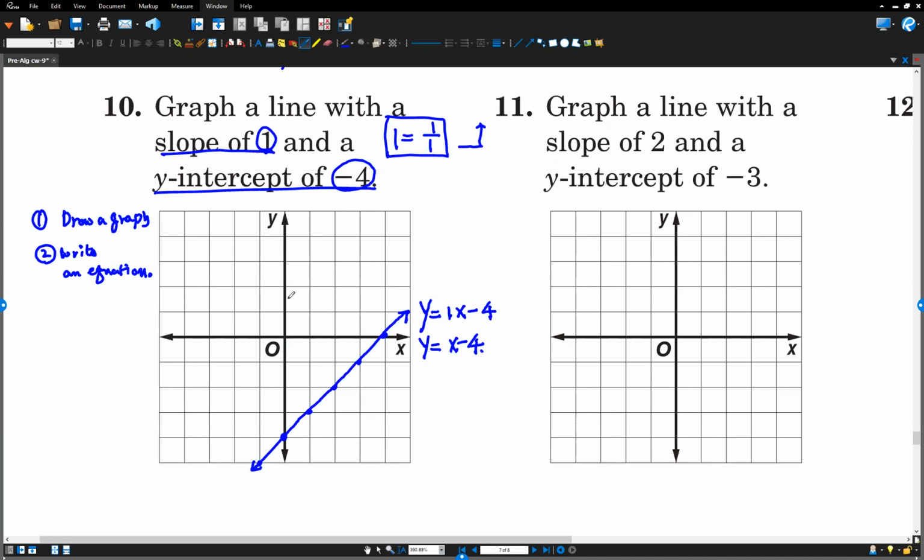All right, number 11. We have a slope. Slope is 2. 2 means we can change the form to 2 over 1. And negative 3 is the y-intercept, the starting point. This is your negative 3.